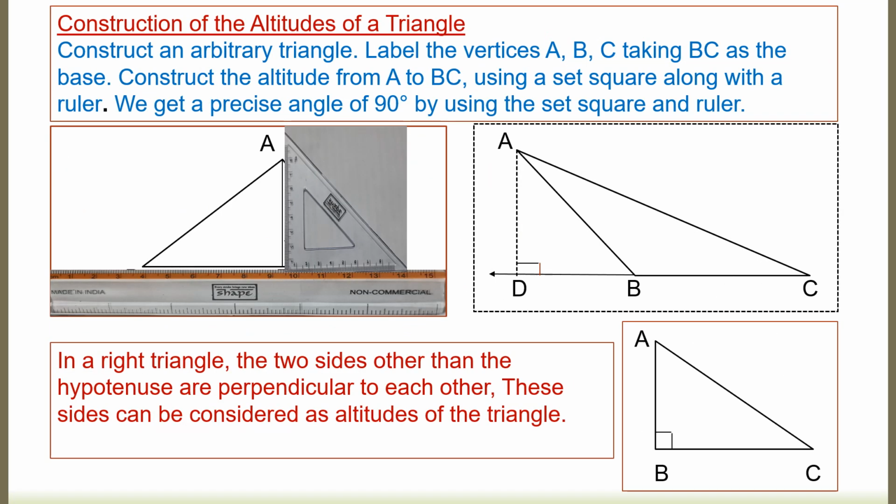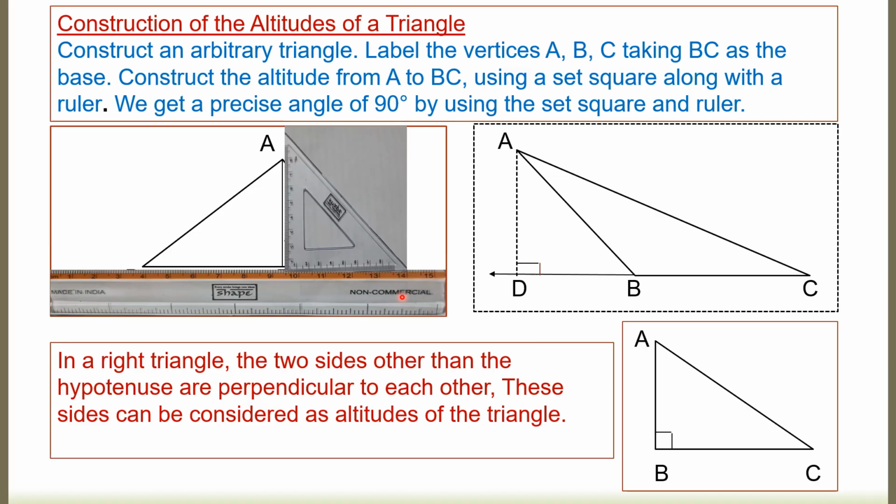We will be discussing the construction of an altitude of a triangle using ruler and set square as given in the textbook. There is another way of drawing an altitude to a triangle using the compass. If your class teacher teaches you that way, then you can follow that. Otherwise, this is also definitely okay. Here, we have taken an arbitrary triangle ABC. You are not able to see the base. A is the vertex. From A, we will draw an altitude or a perpendicular to the base BC.